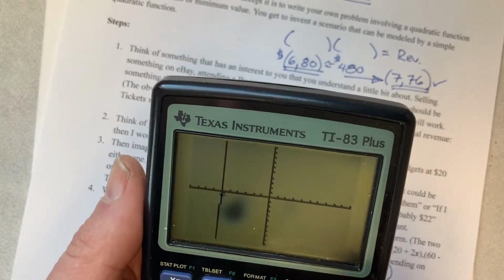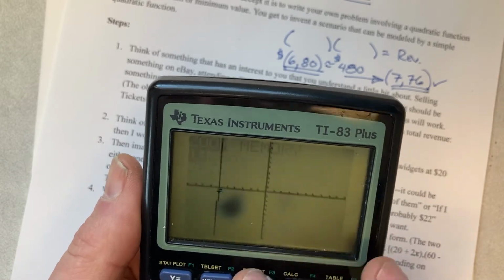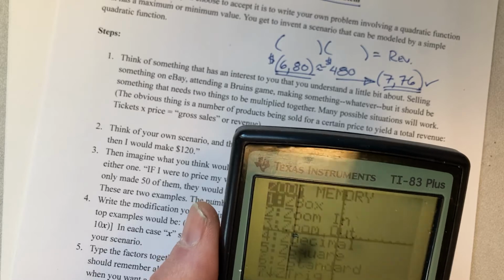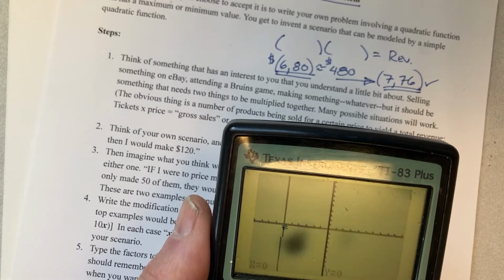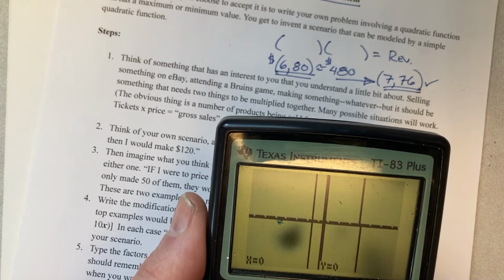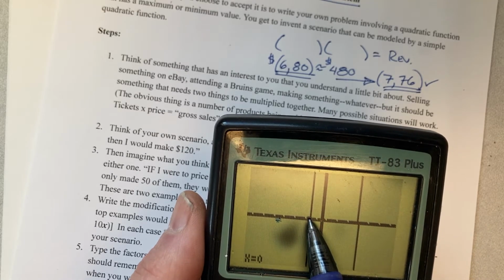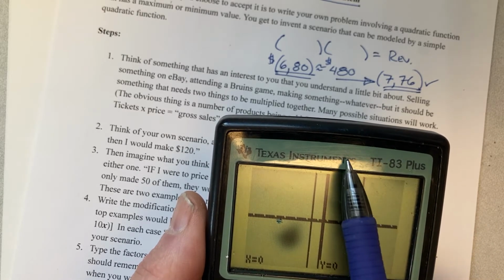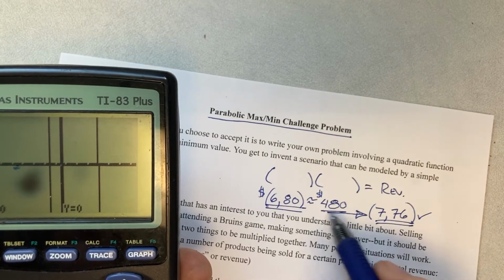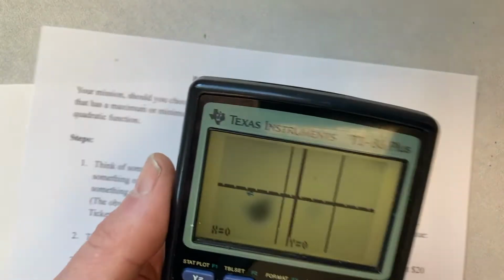So if I go to my window, and if I want to zoom out, that's one way to do it. I can also just change the window, but zooming out is number 3. Every time I hit enter, I will zoom out. I don't have it yet. Oh, there I see it. So I see the parabola going up, the parabola coming down. I just need to see much higher. Remember, our little example here was about 480, so I know it should go up to around 500.